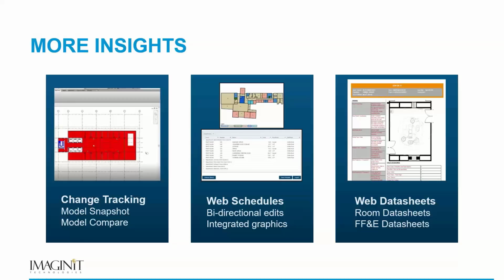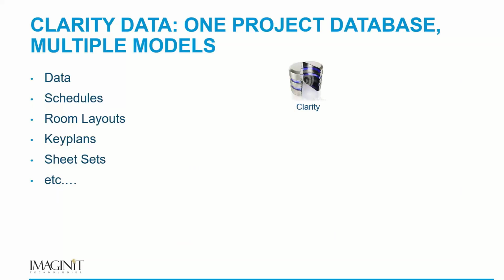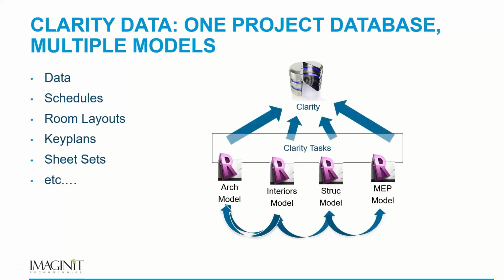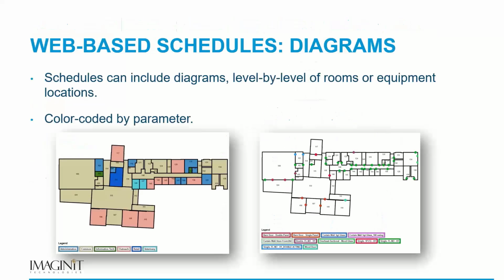So other insights. Let's talk for a moment about the project data that we can extract. Inside of Clarity, we create a new Microsoft SQL Server project database for every project that you set up. And the task automation engine is going to take all the Revit models that you care about and export all of their data into that single location. And that gives us some capabilities to be able to look at that data on the web inside of Clarity.